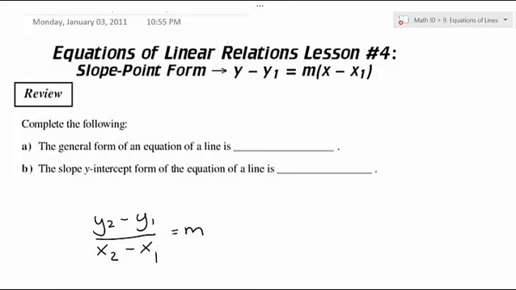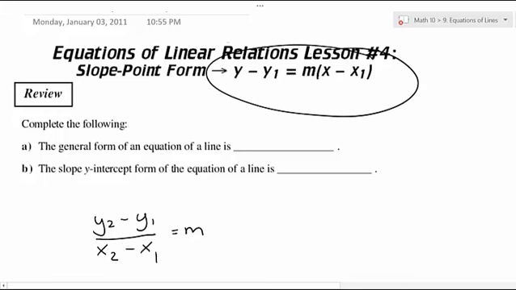Hi class, welcome to an explanation on slope point form. It's right here. That's what slope point form is, but we're going to go through a little bit to figure out what it actually means. Now a little bit of a review, because we've been going through equations of linear relations. We talked about the general form and the slope y-intercept form.